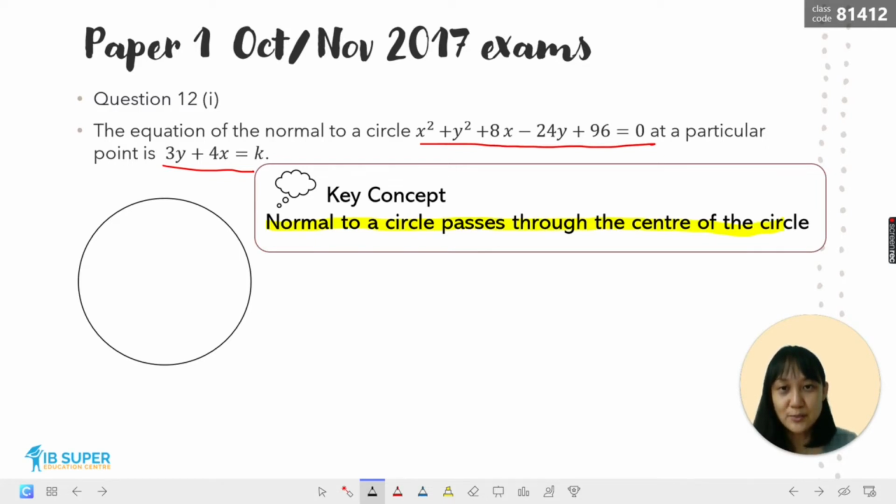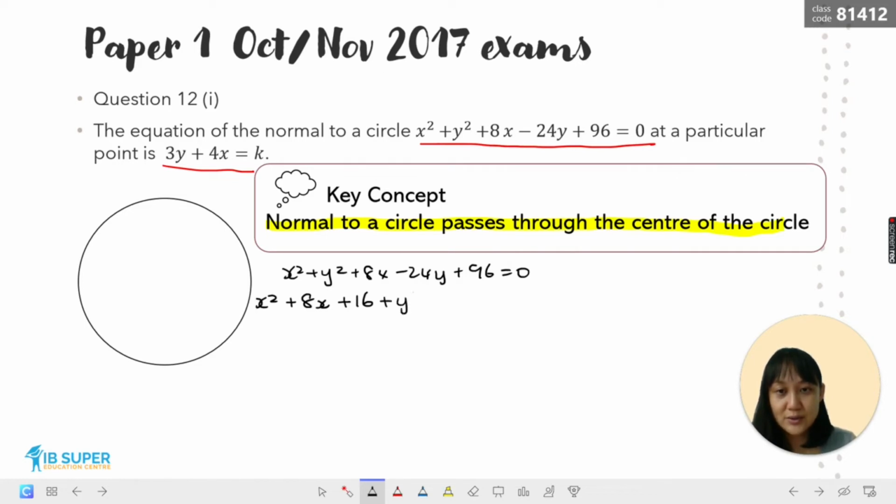Okay, so first let's try to express x squared plus y squared plus 8x minus 24y plus 96 equals 0 into a circle equation. So let's group them together. x squared plus 8x, we need a 16 here to complete the square. And we have y squared minus 24y, so we need 144 here to complete the square.